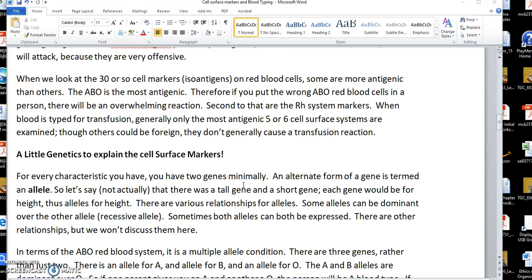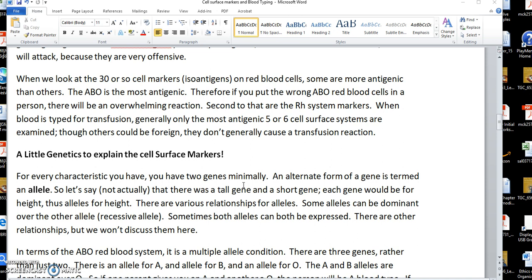When there's a dominant to recessive relationship, as one parent hands you the dominant and the other hands you the recessive, then what will be expressed will be the dominant. That is what we call the phenotype and the genotype. The phenotype in genetics is what the world sees. The genotype is what you actually have.